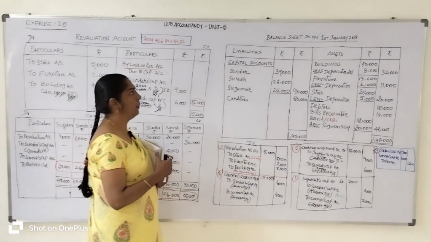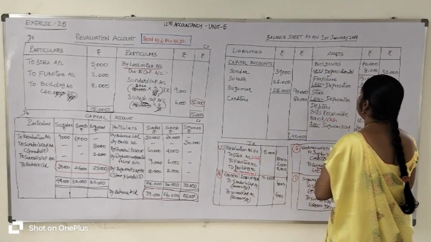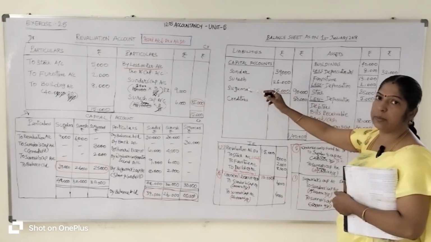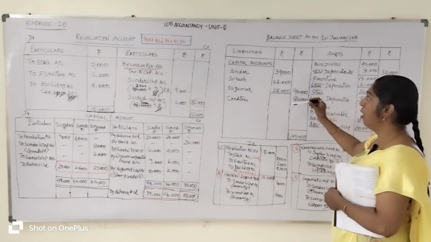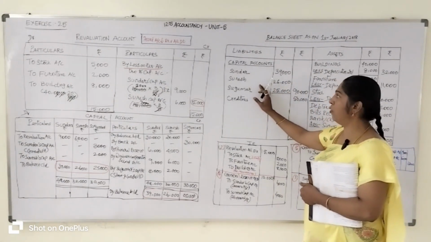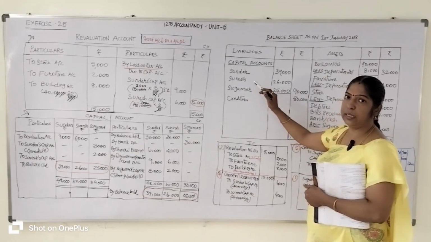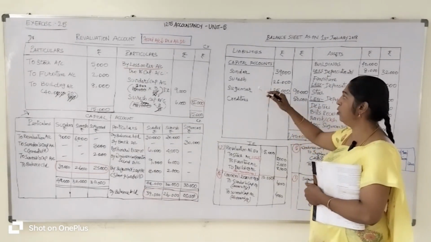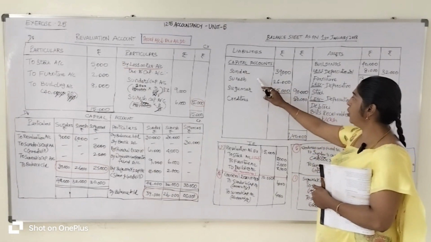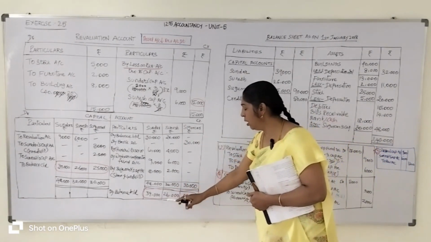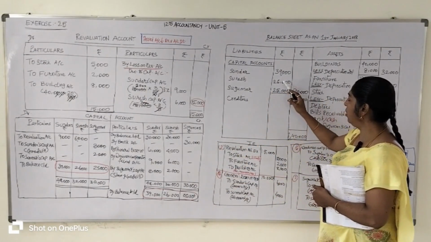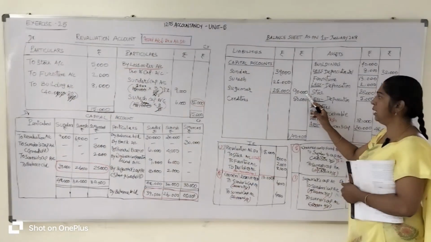Now we are going to prepare the balance sheet. Balance sheet as on 31st January 2018. The balance sheet has two sides, the liability side and the asset side. Always start with the capital account on the liability side. Who are the partners bringing the capital? Sundar, Suresh and Sugumar. Sundar's capital value is 39,000, 26,000 for Suresh and 25,000 for Sugumar. Then the total value of the capital is 90,000 rupees.